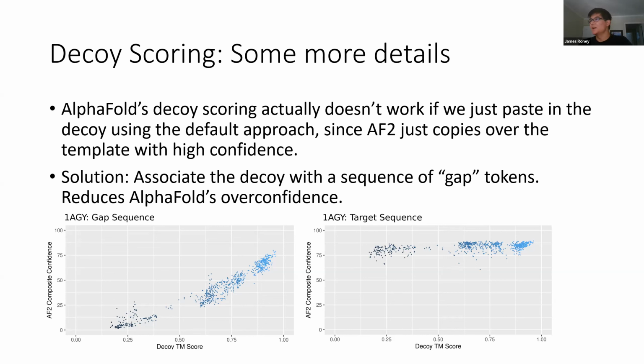So the way we deal with this overconfidence issue in our experiments was, instead of associating the decoy structure with the native sequence, we associated it with a sequence of all gap tokens. These gap tokens are a token that exists in AlphaFold's amino acid alphabet that's supposed to represent a missing or unknown amino acid. And by doing this and also masking out all of the side chains, we force AlphaFold to do its due diligence and actually examine whether this template structure is something worth trusting. And when we do that, we get really good correlation between AlphaFold's confidence and the quality of the decoy structure.